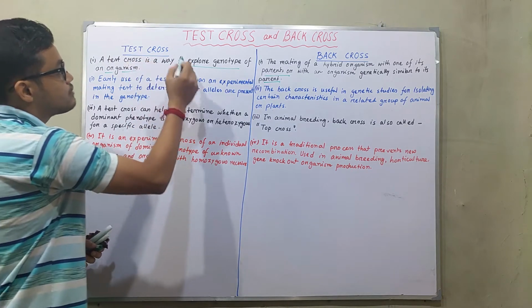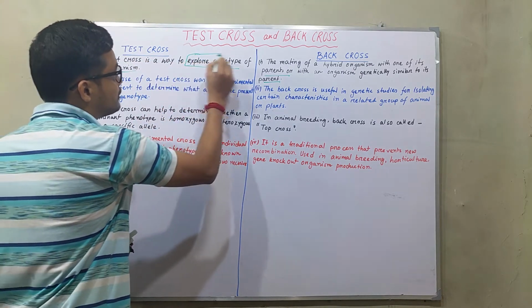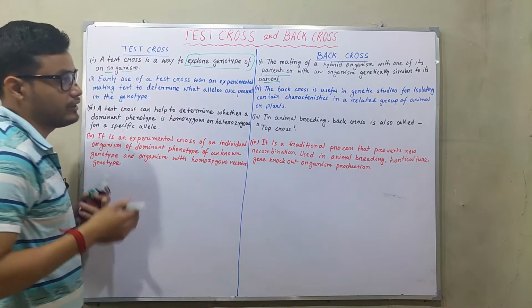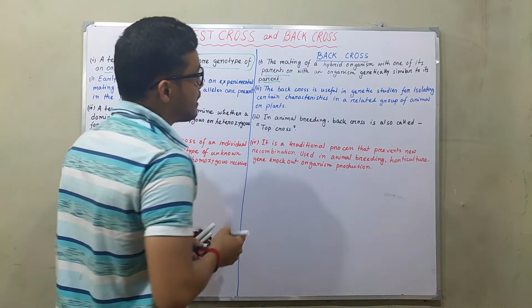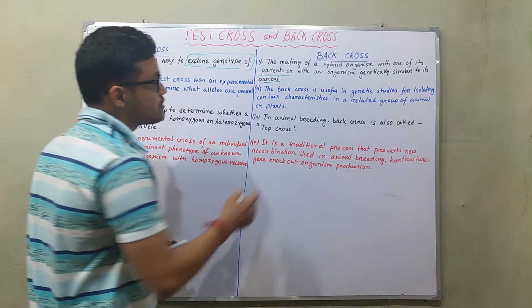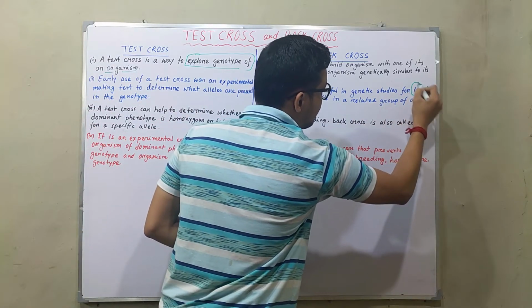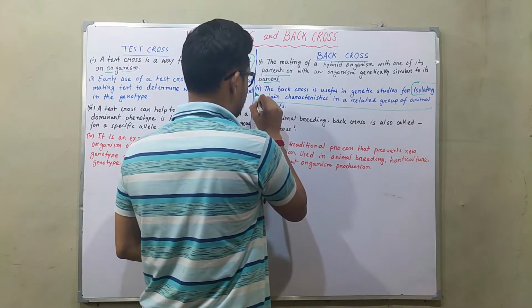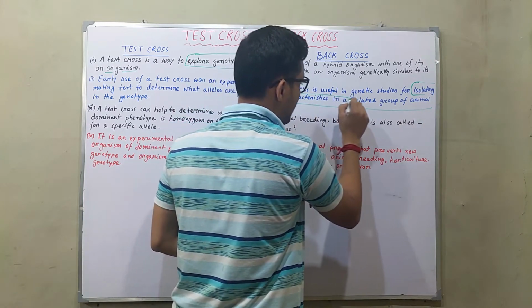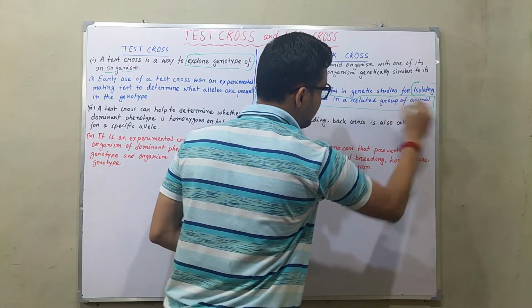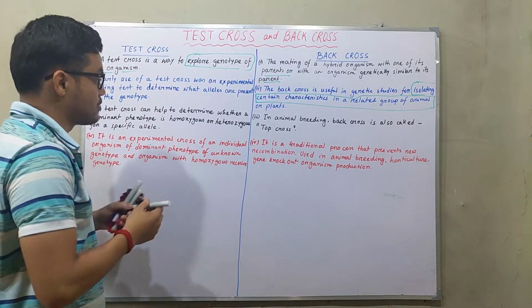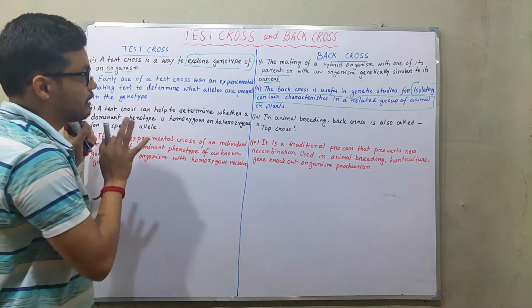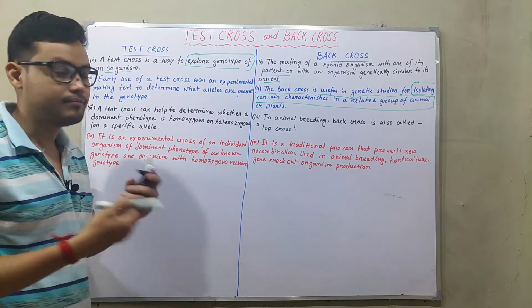So in test cross it is a way to explore the genetic component or genotype of a particular organism, whereas in case of back cross it is used for isolating certain characteristics in a related group of animals or plants, that means a related group of species. So this is the basic difference between test cross and back cross. So what is done in test cross and what is done in back cross?